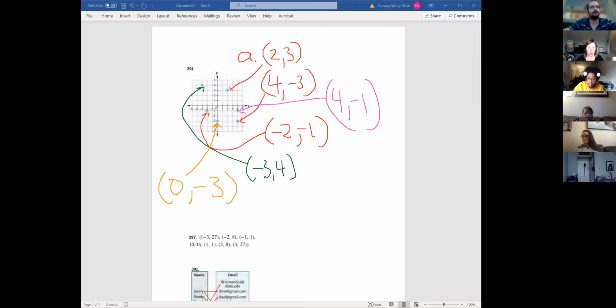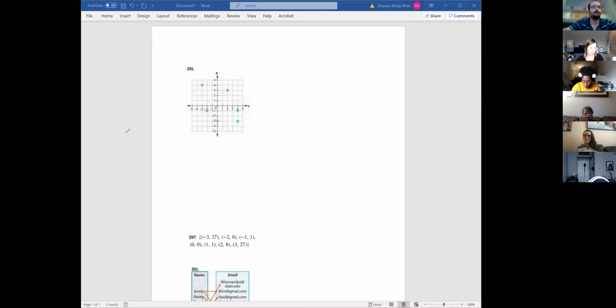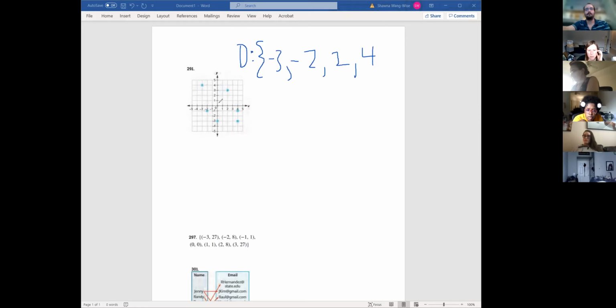All right, so let's do part B, find the domain. Kathleen helped me with that one. So I think Ashley wanted to do this one. Yeah, that's fine. For that, I got -3, -2, 2, and 4. I think you might be missing one. 0. Oh, yeah, we need 0. So -3, -2, 0, 2, 4. Yeah.